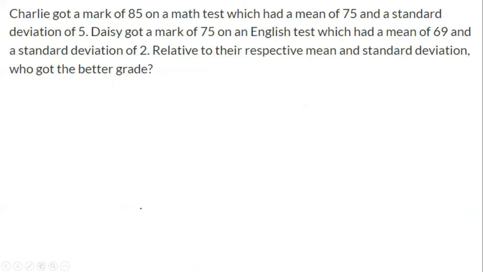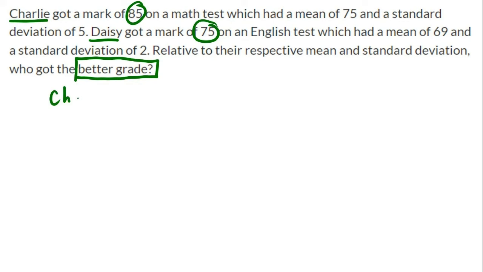Last example, I think for the Z-score, we have Charlie got a mark of 85 on a math test, which had a mean of 75 and a standard deviation of 5. Daisy got a mark of 75 on an English test, which had a mean of 69 and a standard deviation of 2. So relative to the respective mean and standard deviation, who got better grades? So you don't need just to compare the 85 and the 75 of Charlie and Daisy respectively. So, kailangan yung kunin yung Z-score natin.